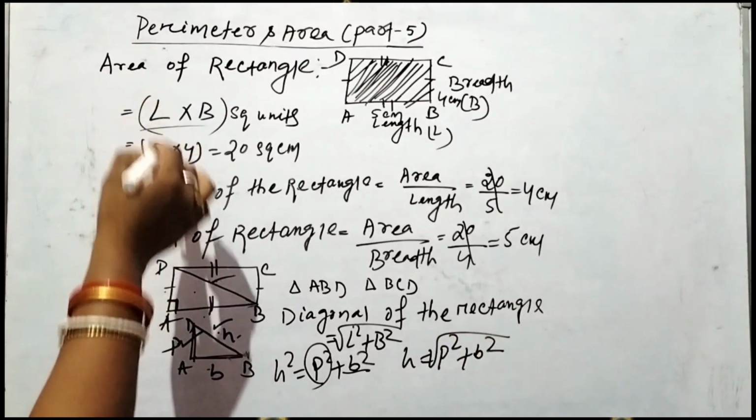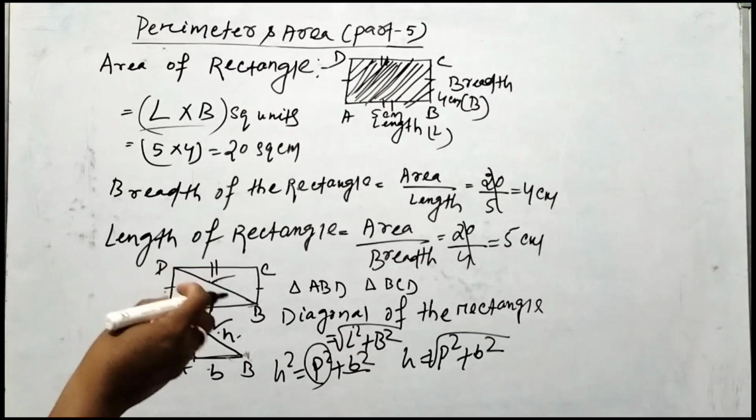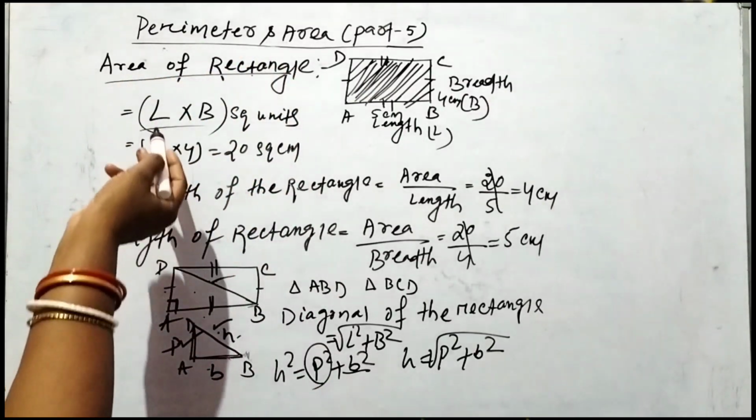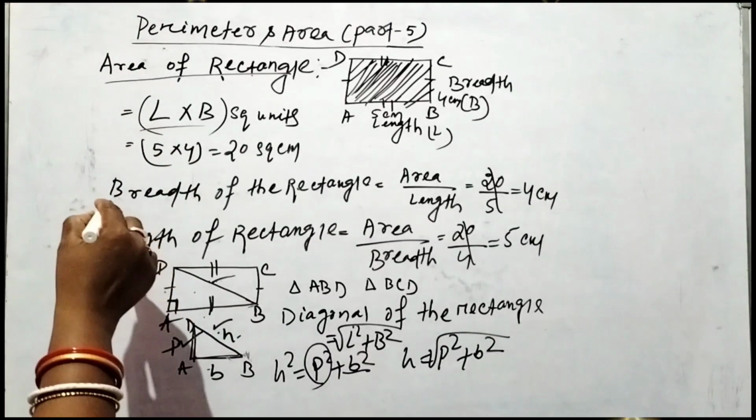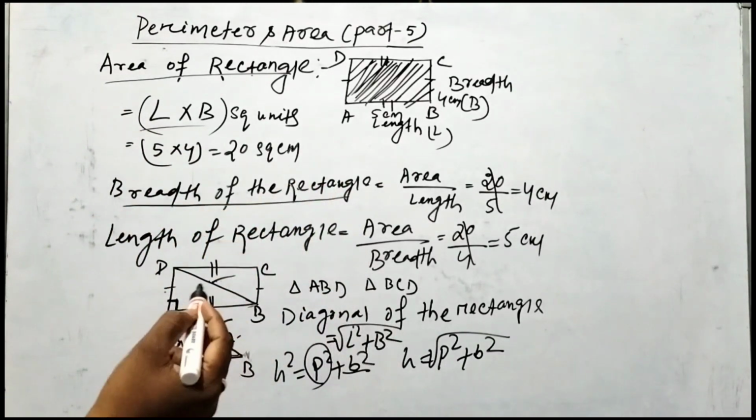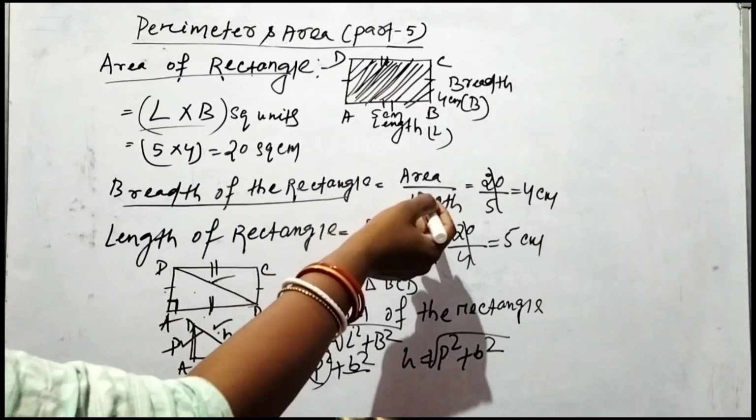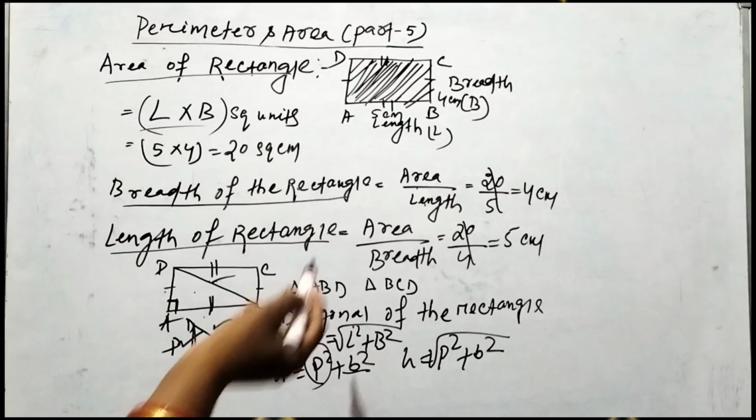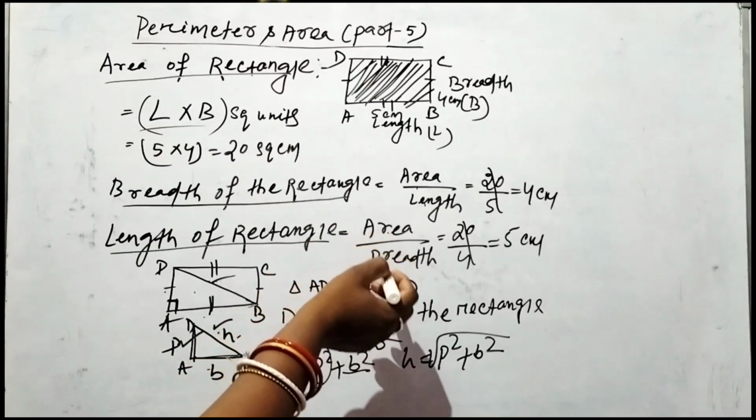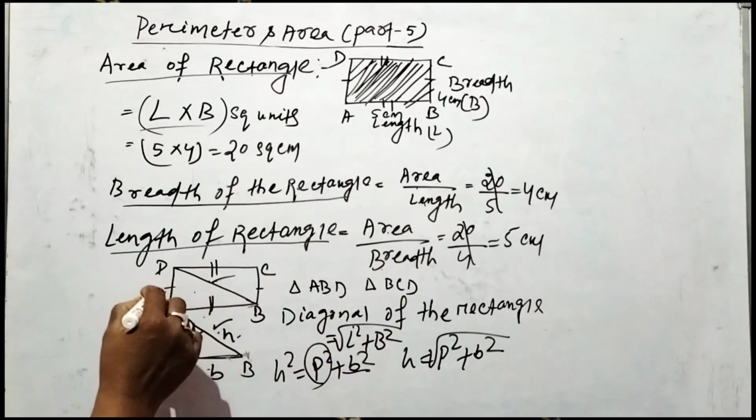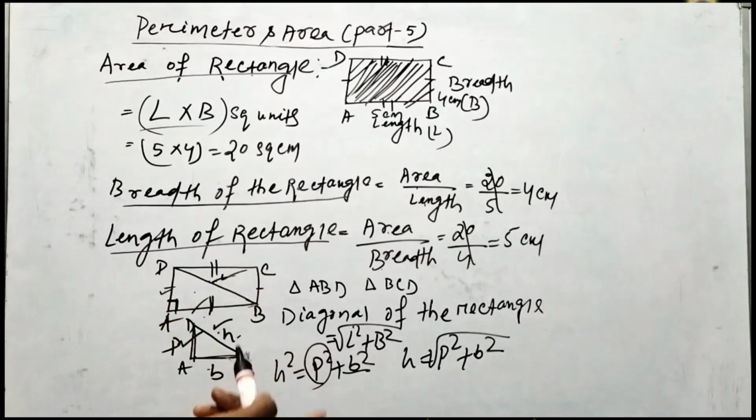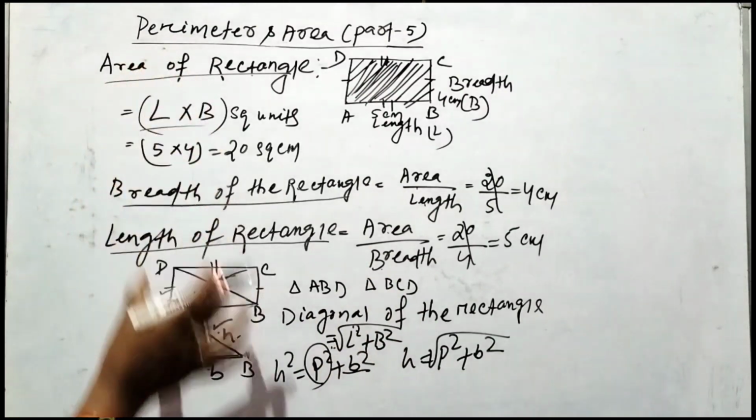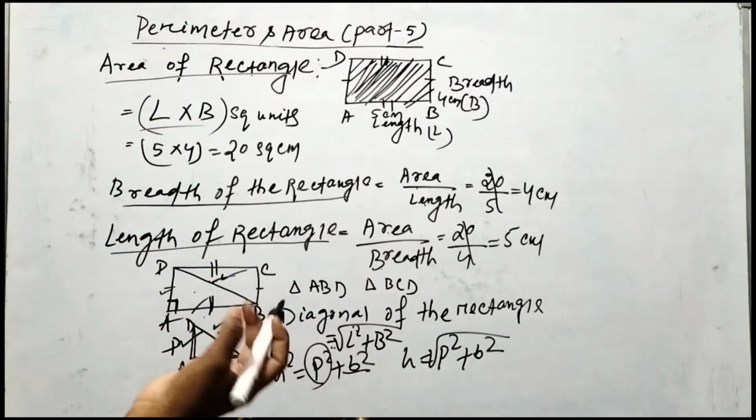You just remember all the formulas. When the question asks for the area of the rectangle, put the formula length into breadth. When it asks for the breadth, with area and length given, area divided by length. When it asks for the length, with area and breadth given, area divided by breadth. When length and breadth are given and you need the diagonal, it is the square root of L square plus B square. Use these formulas and find the answers.